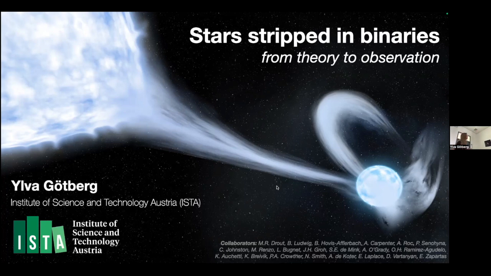I tried to depict this here in the background of the title slide. This is an image that's supposed to show you how binary stars interact. It's not something really small. It's actually a lot of material being dumped onto another star. So it's not a tiny thing. It's a major change of life.